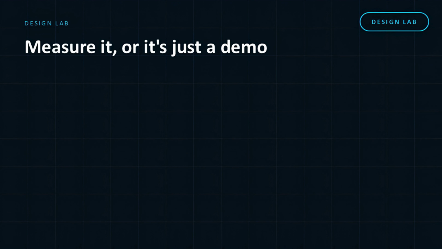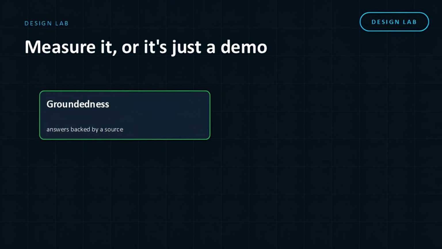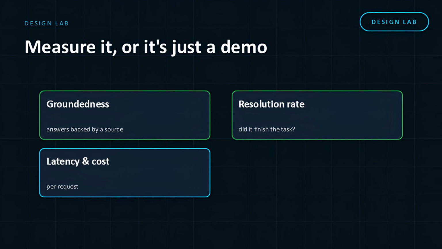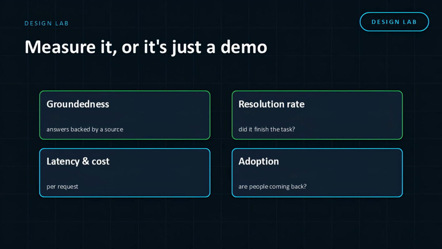How do you know the system works? Not vibes. Metrics. Groundedness. Is the answer backed by retrieved sources? Task success or resolution rate. Did it actually solve the request? Latency and cost per request. Is it usable and affordable? And adoption. Are people coming back? Evaluation isn't a one-time test before launch. In production, it runs continuously. That's the monitoring block doing its job.